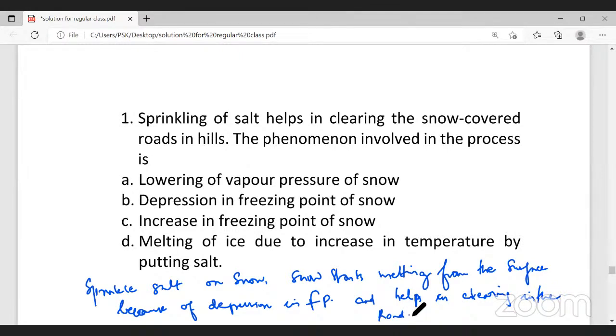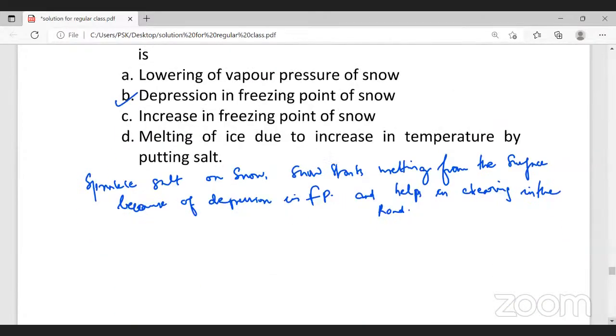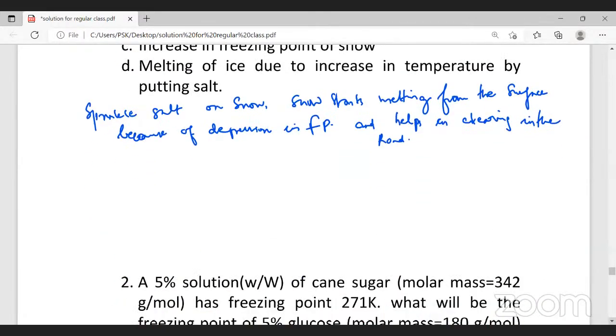So remember this. Water freezes at 0 degrees Celsius. Snow is formed at around 0 degrees Celsius. But when you sprinkle salt or something, what happens? There will be a decrease in water freezing point. Therefore, snow starts melting and it helps in clearing the road. Therefore, the answer for this question is option B. The next question.